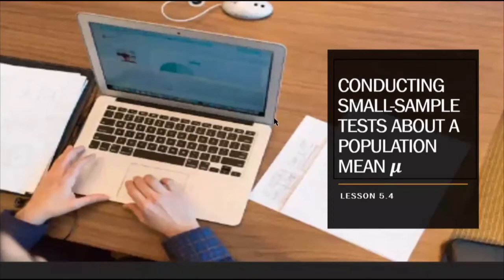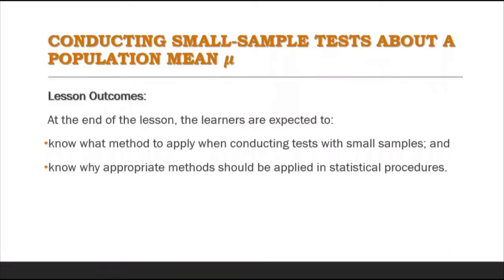Okay, good day everyone. Now we are in lesson 5.4, conducting small sample tests about a population mean mu. So our lesson outcomes: at the end of the lesson, the learners are expected to know what method to apply when conducting tests with small samples and know why appropriate methods should be applied in statistical procedure.